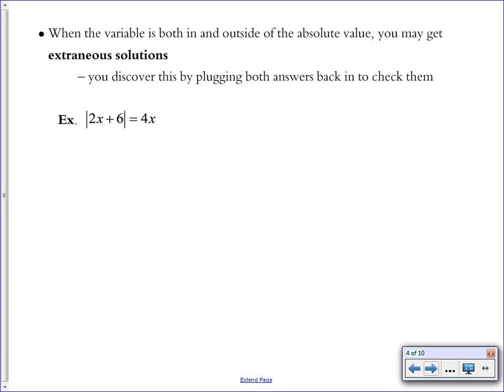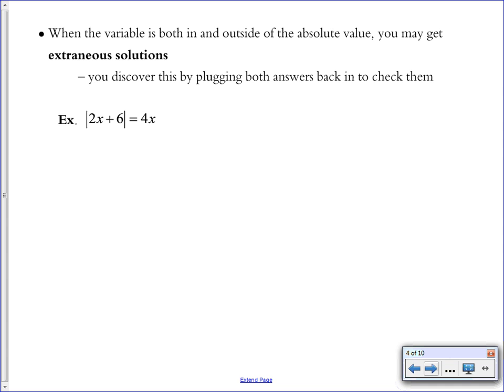When the variable is both in and outside of the absolute value symbol, it gets much trickier. Now you might get something called an extraneous solution. It's a solution that you get by solving algebraically, but that turns out not to be valid because of the way the original equation is written. So you're going to discover this by plugging both of your answers back in to check them. So this is the first time it's really become mandatory that we check our answers, because some of them are actually going to end up being bad answers that we're going to have to throw out.